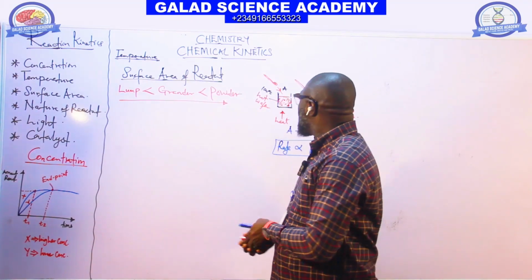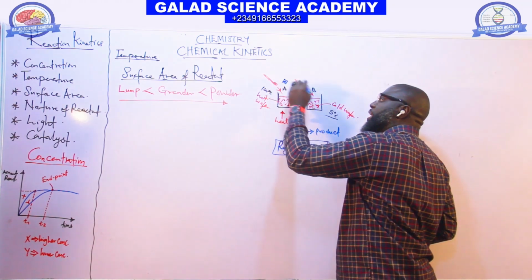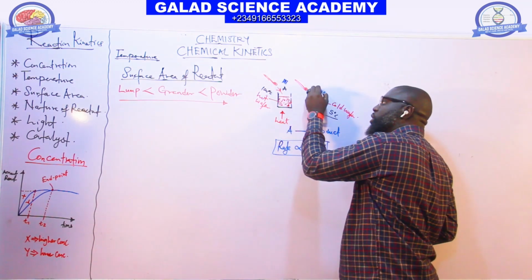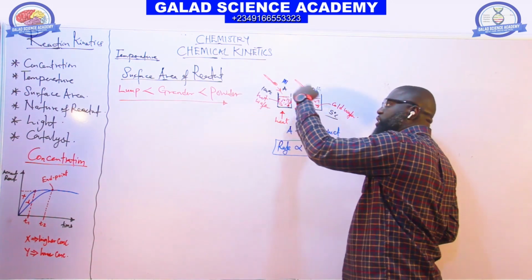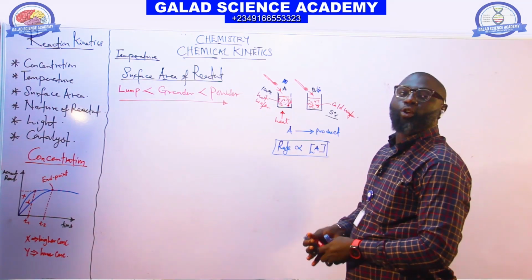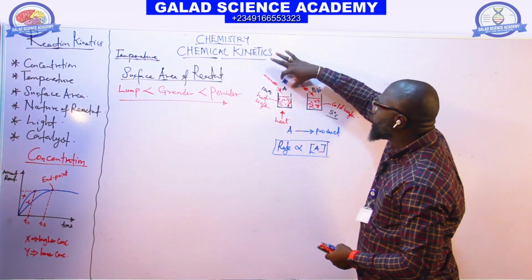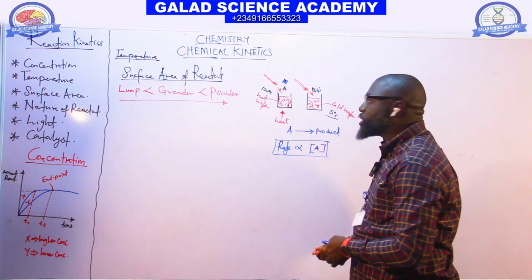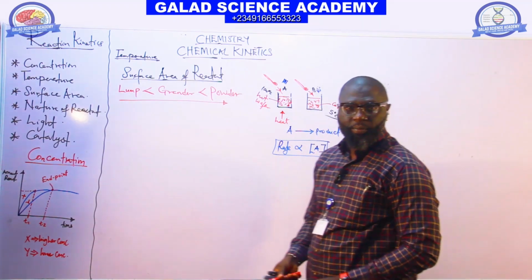So if you put the cube sugar and the sugar in powder form, dissolve them in water at the same time, in cold water at the same time, you will observe that the sugar in powdery form would dissolve faster than the sugar in cube form, because this one has a larger surface area.